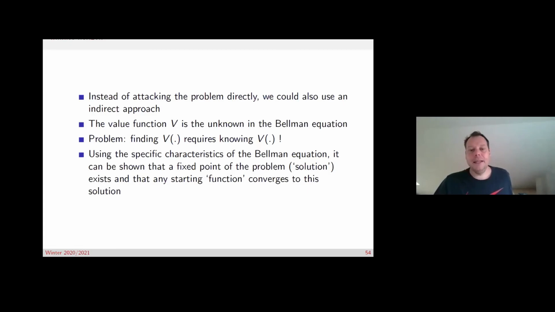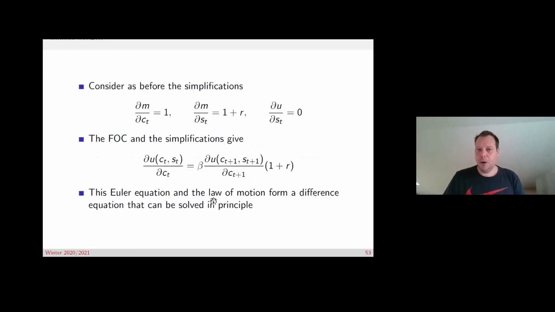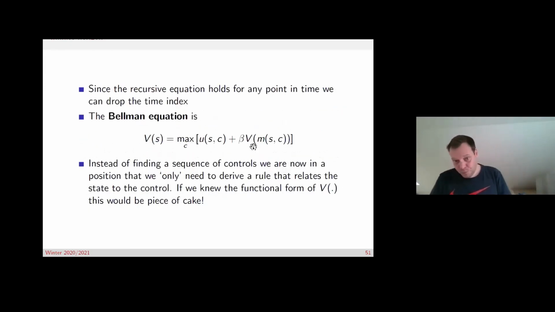Okay, and the idea is just that this solution of this functional form really exists, and this is I think the main point here, that any starting function, so any functional form that you start with, converges to the optimal solution. Okay, so you could, for example, come up with the idea saying, okay, maybe this v is quadratic, so maybe this is just the m of s comma c to the power of 2.